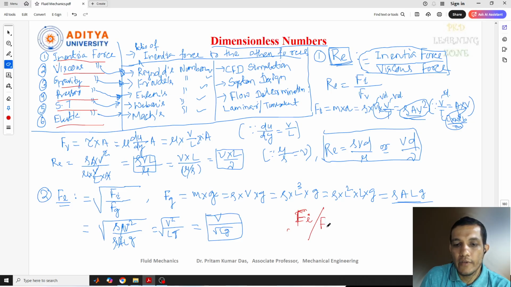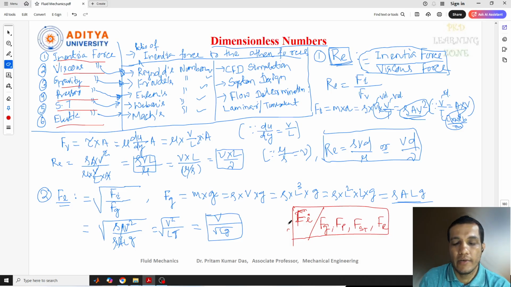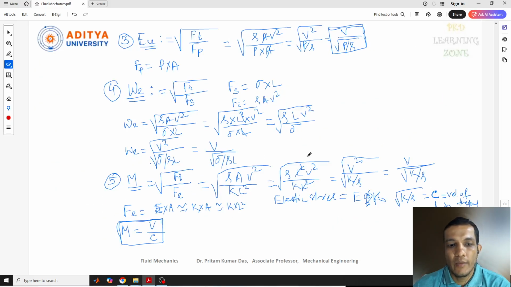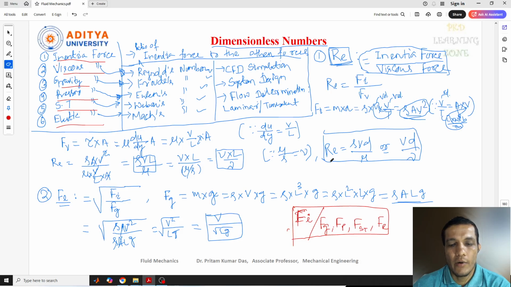Like you can put the gravity force, you can put the pressure force, you can put the surface tension force, or you just put the value of elastic force E. So the dimensionless numbers can be identified from this. As we are taking force by force, there will be no dimension. That's why it is called dimensionless. So I hope you understand this theory part. Well, it is not only theory, a little bit of derivation is there to find out this. Anyway, the applications, as I told you.